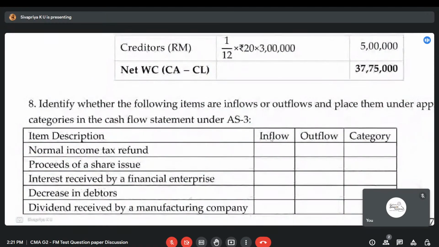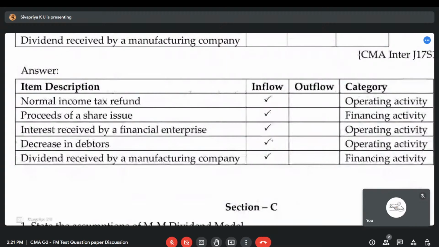And then the question number 8 is, இது already நம்ம இப்ப தான் பார்த்தோம், எல்லாமே cash flows தான். First one is operating, second is financing activity, third operating, fourth operating and fifth one is financing. Section C.